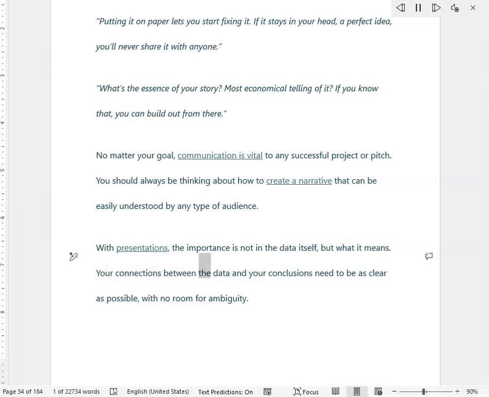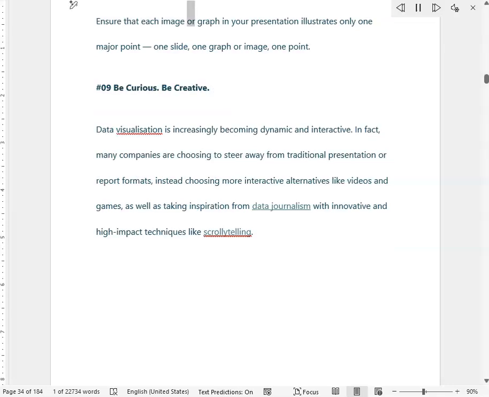Your connections between the data and your conclusions need to be as clear as possible, with no room for ambiguity. Ensure that each image or graph in your presentation illustrates only one major point: one slide, one graph or image, one point. Number 09, be curious.